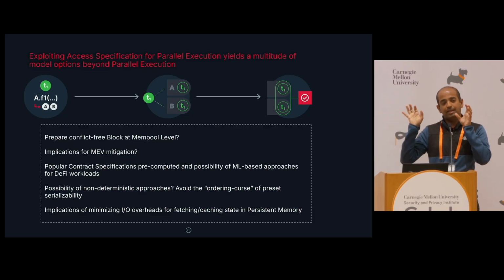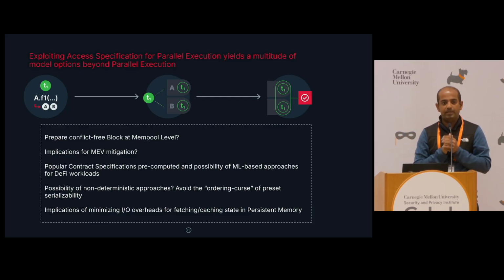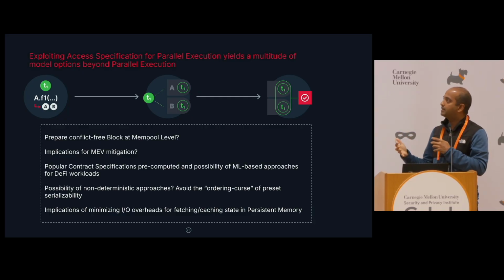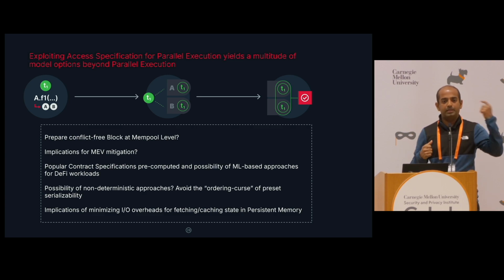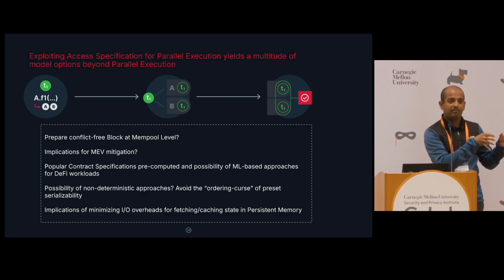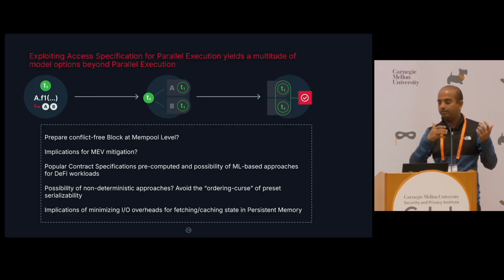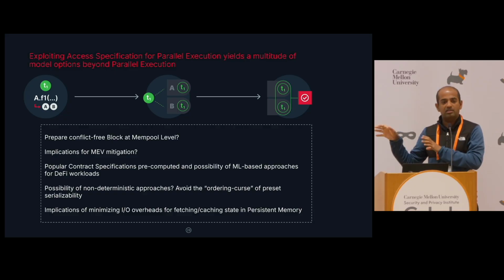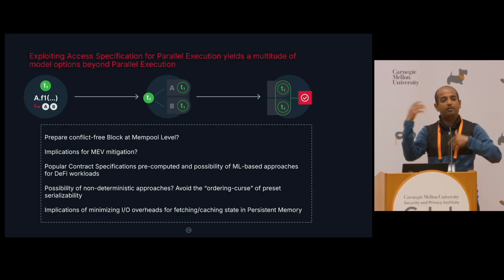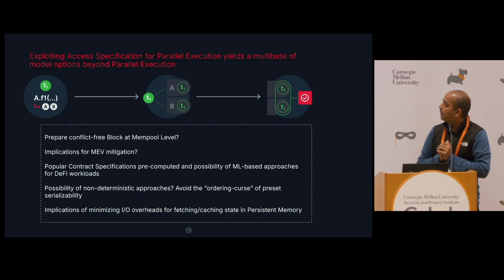Parallel execution also has significant implications for MEV mitigation because there are several ideas that you could imagine in terms of how you characterize dependencies and use this to prepare your block at the mempool level itself so that you get a conflict-free execution when it goes to validators. You could also transpose this problem in the Byzantine setting where you allow, as part of consensus, to decide the nature of the block that needs to be executed.